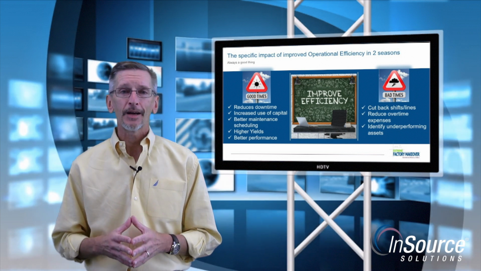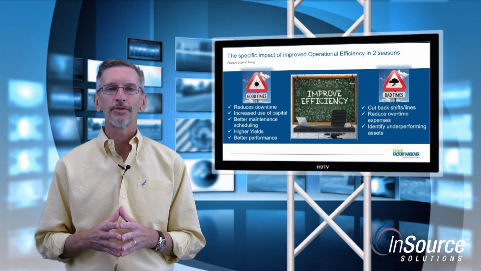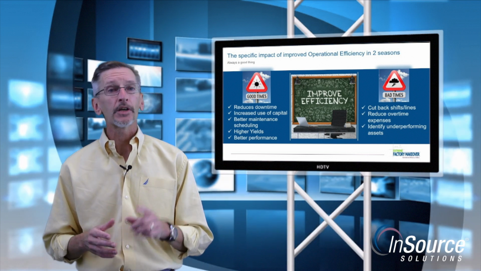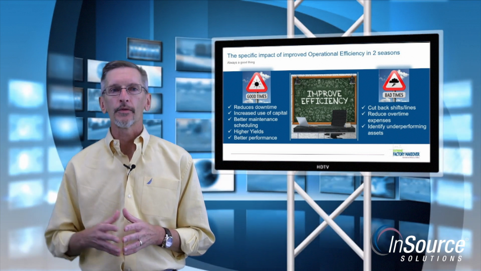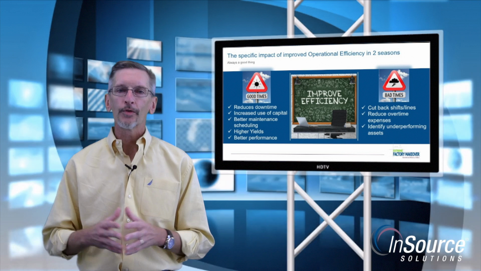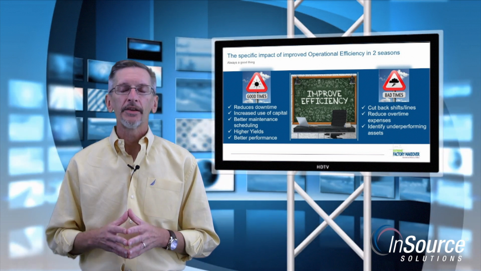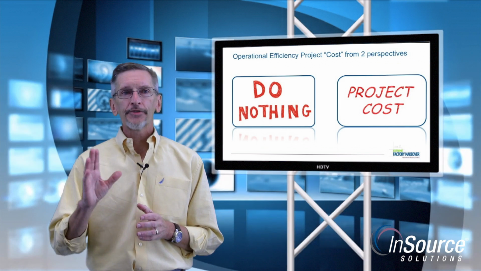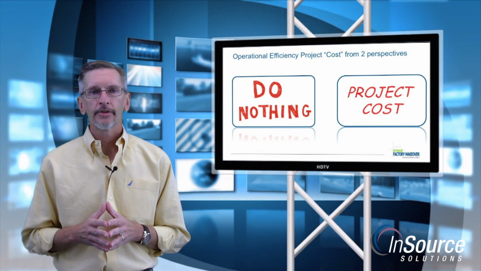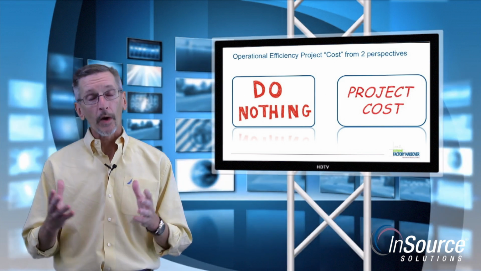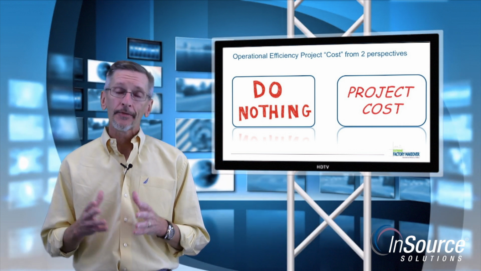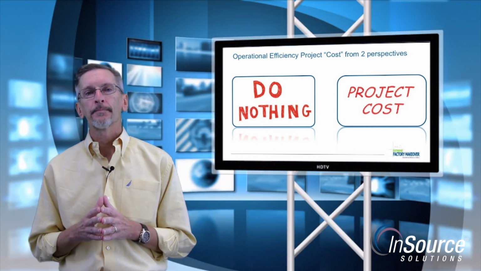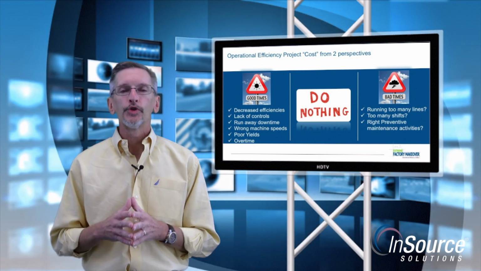In the not so good times, when you can't sell more than you can make, you still have the ability to cut back on shifts, reduce the number of lines that you're running, reduce your overtime expenses, and maybe identify some underperforming assets for either mothballing or sales. So let's take a look at costs from 2 perspectives. The cost of doing nothing, or what I would call the status quo, and the cost of the actual project. The cost of doing nothing.